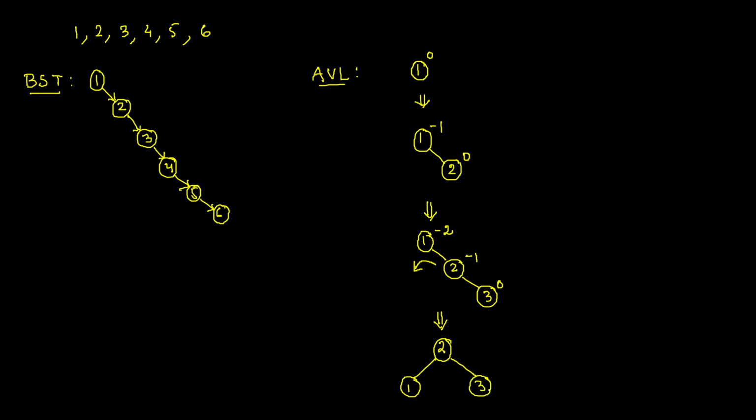Now you see the balance factor of this one is 0, and the balance factor of this one is 0. After rotation we have to calculate the balance factor again, and if there is still something to rectify, we have to rectify that. In this case there is nothing to rectify because the balance factor is 0 for both, and for the root we have one node in the left subtree and one in the right subtree, so 1 minus 1 is also 0, which is within the range. So that means this is okay.